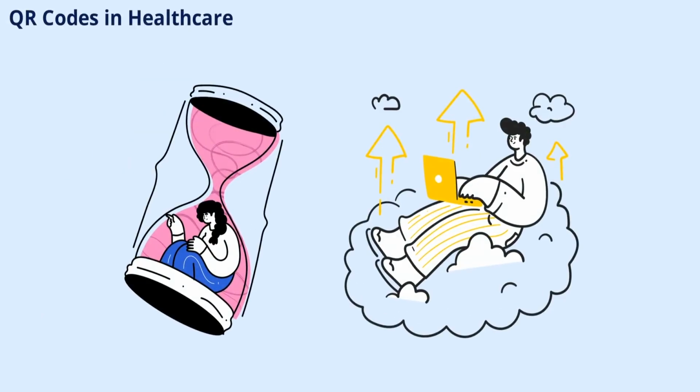Healthcare providers use QR codes to streamline patient care. For example, a patient's wristband might have a QR code that links to their medical records. Doctors and nurses can scan the code to access important information instantly, reducing paperwork and minimizing mistakes. This use of QR codes helps improve patient safety and efficiency in hospitals.